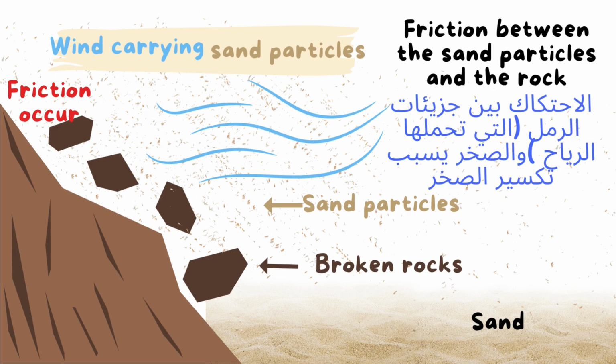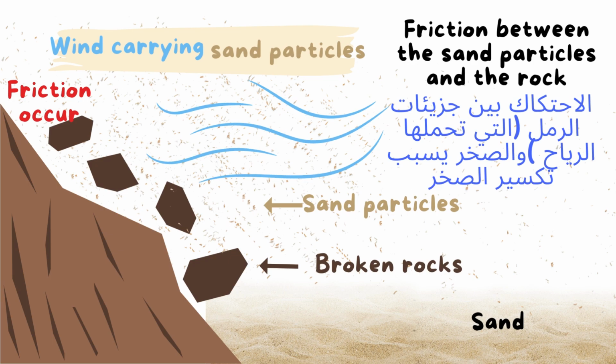So this is the role of wind in mechanical weathering. The wind carries sand particles, and when this wind hits a large rock, friction occurs between the sand particles and the rocks, causing what? Breaking down the rocks into smaller particles or sediments.